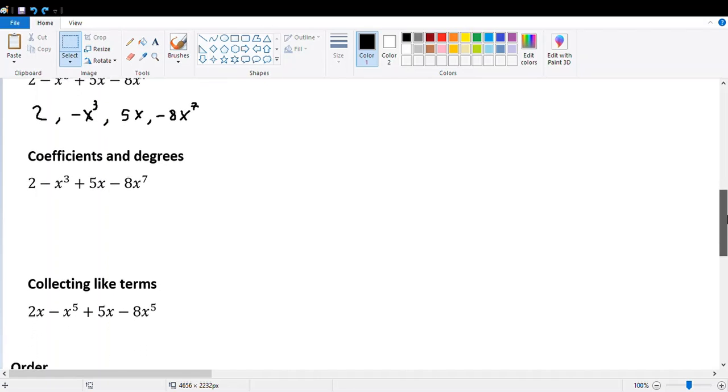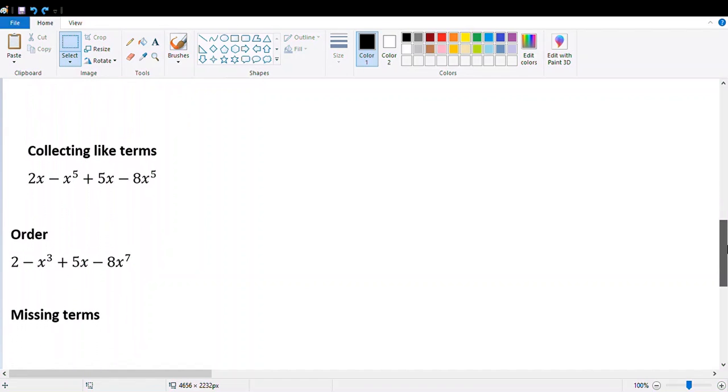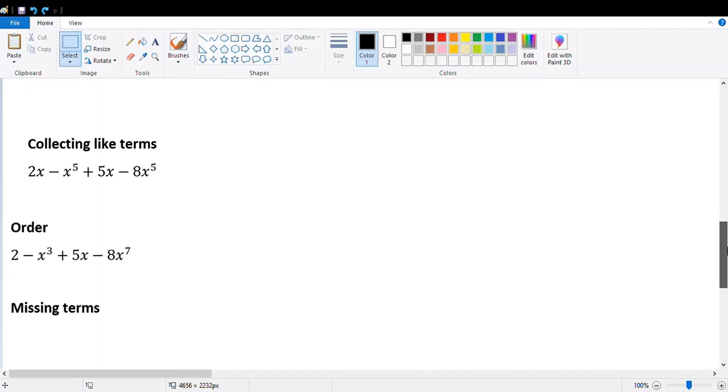Let's continue. Collecting like terms. When terms have the same variable and the same exponent, we say that they are like terms. We can collect like terms just when we first identify the like terms. We can often simplify polynomials by collecting like terms. Collecting like terms means to add or subtract the like terms.